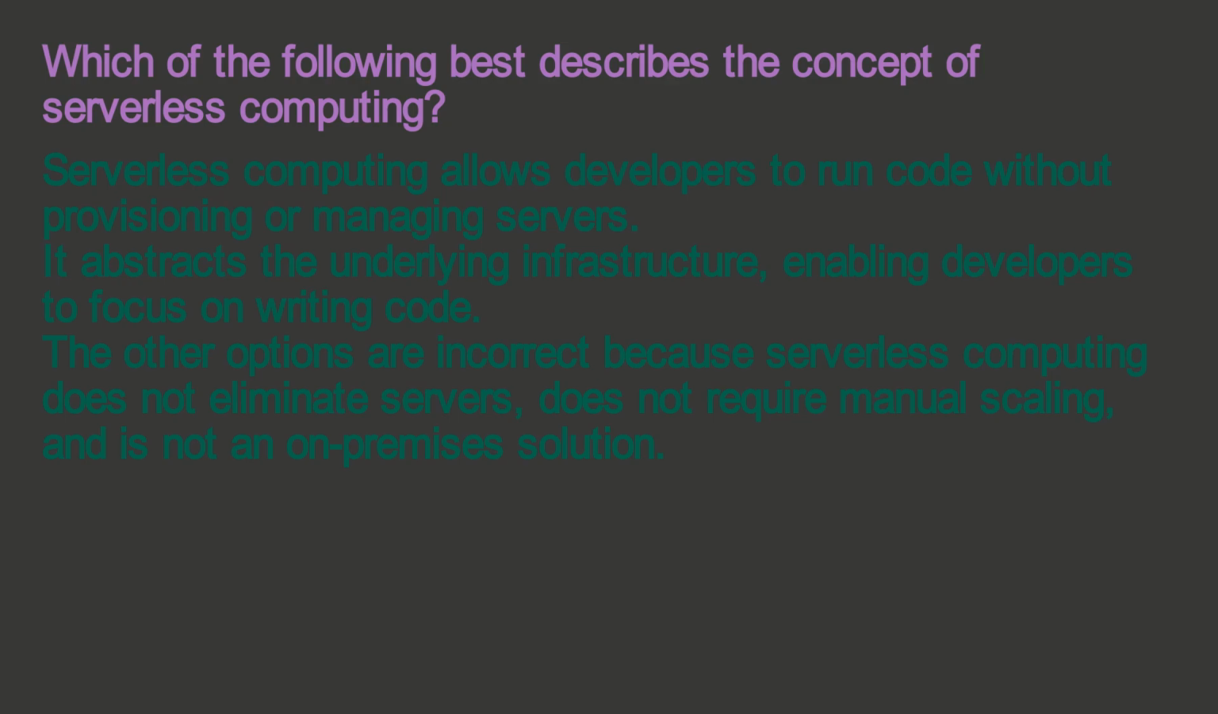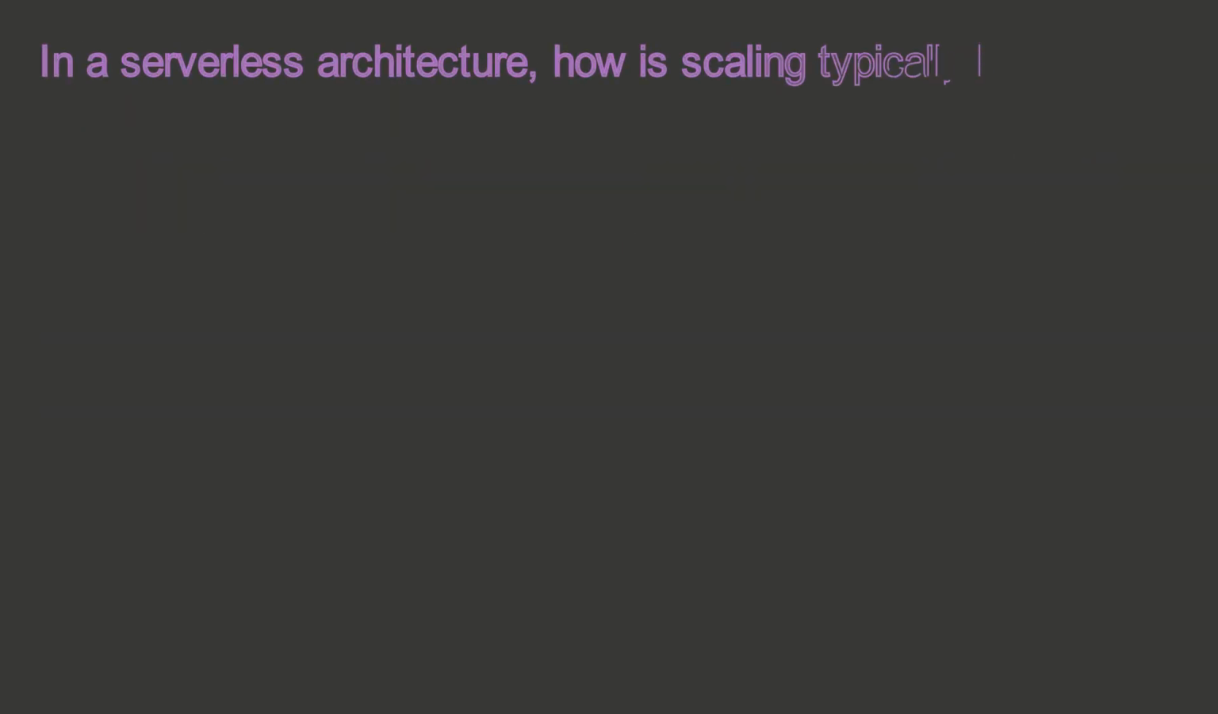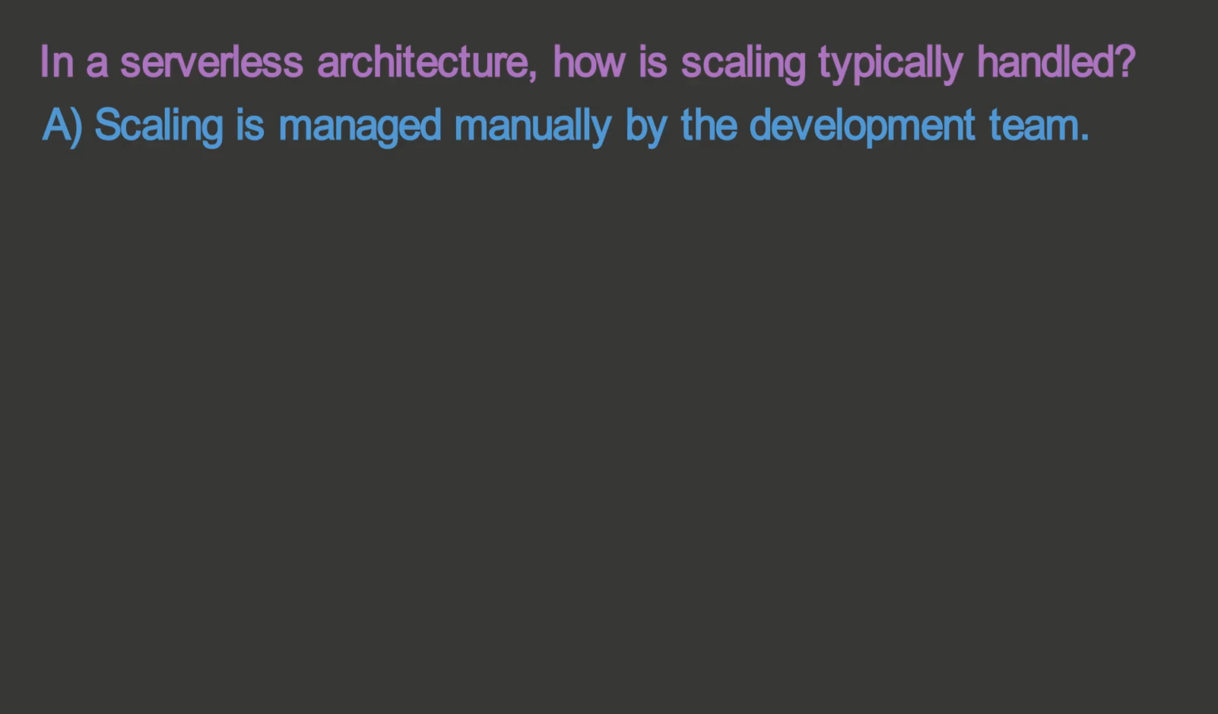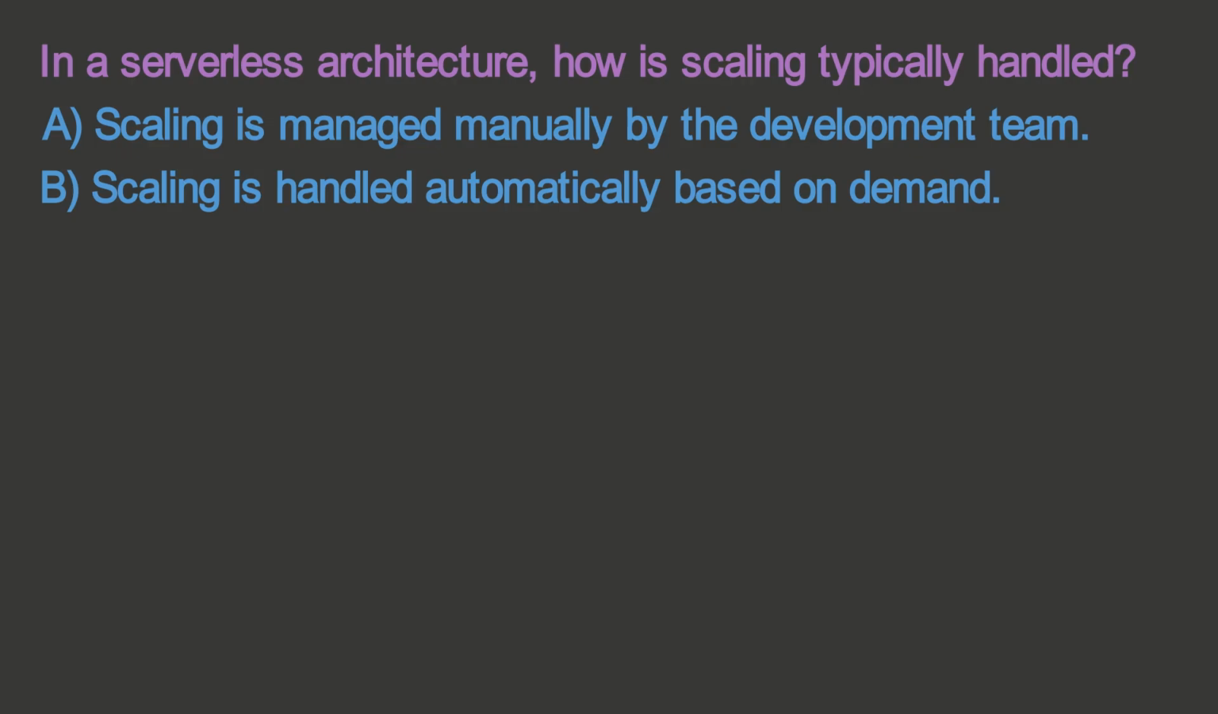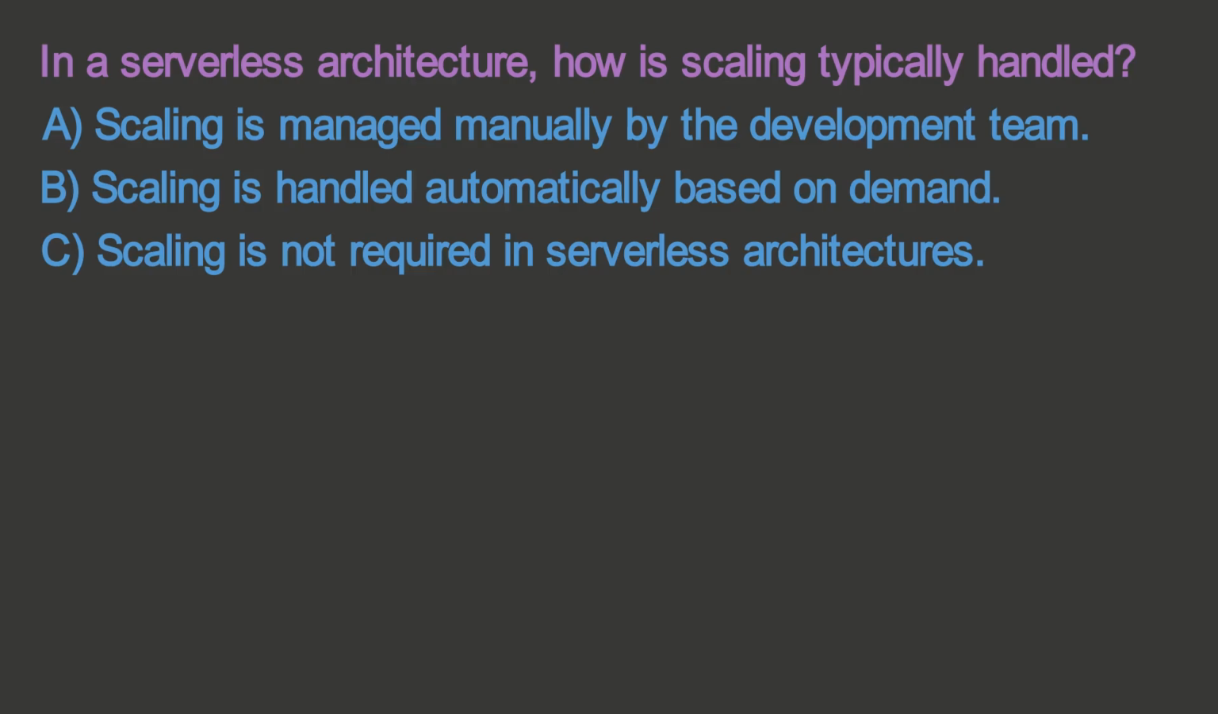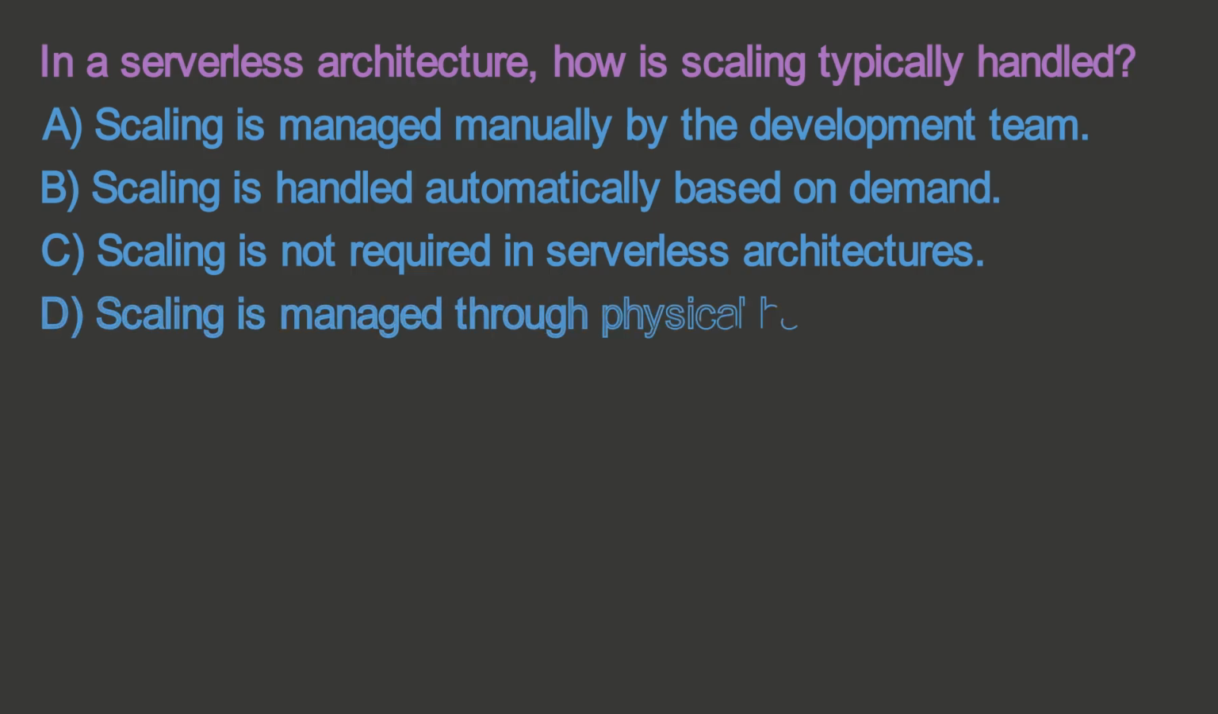an on-premises solution. In a serverless architecture, how is scaling typically handled? A. Scaling is managed manually by the development team. B. Scaling is handled automatically based on demand. C. Scaling is not required in serverless architectures. D. Scaling is managed through physical hardware upgrades.